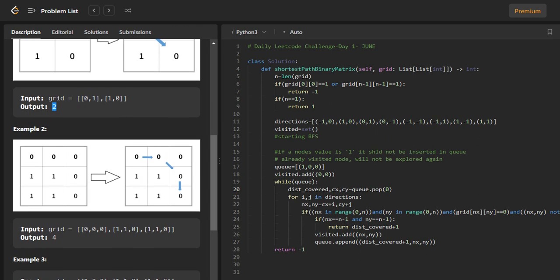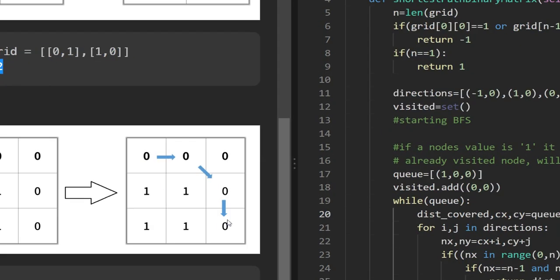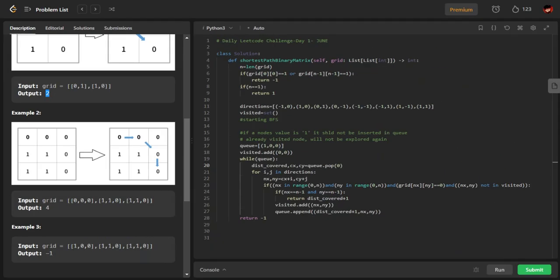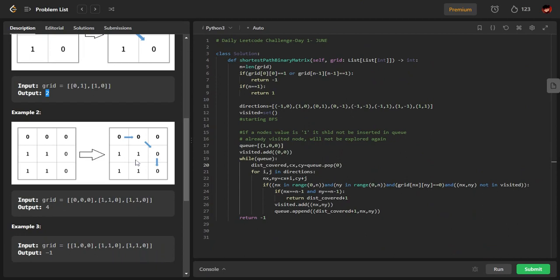Okay, in that case, if we reach the last node, let us say in the second or third iteration, then that distance is going to be the answer. Okay, that is the basic idea. That's why I feel BFS will be the most appropriate approach here.